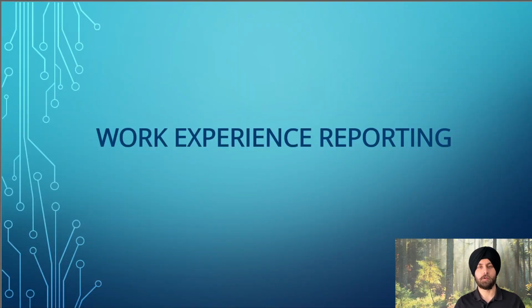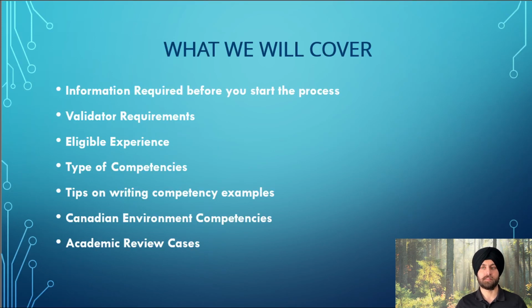So today we are going over the work experience reporting process, and on this slide we have listed what we will be covering in this video. So first is the information required before you start the work experience reporting, the details that you need before you start the process. Second is the validator requirements, what kind of validators you will need. Third is the engineering experience that is eligible. We will go over that. And fourth is the type of competencies. There are various types of competencies and categories that we will go over.